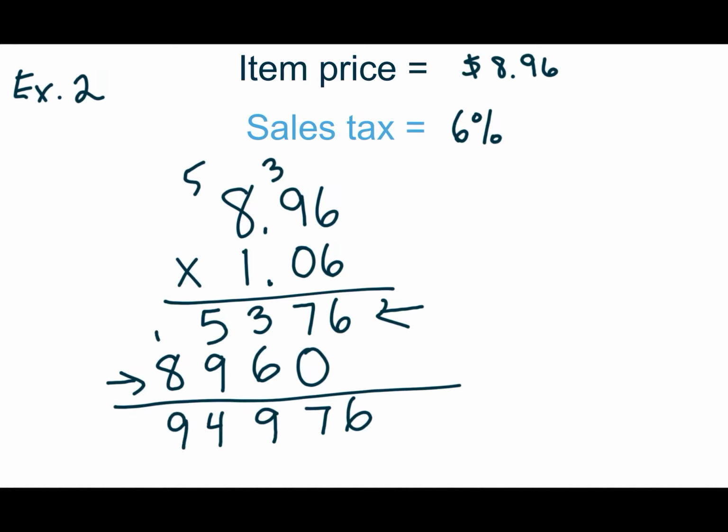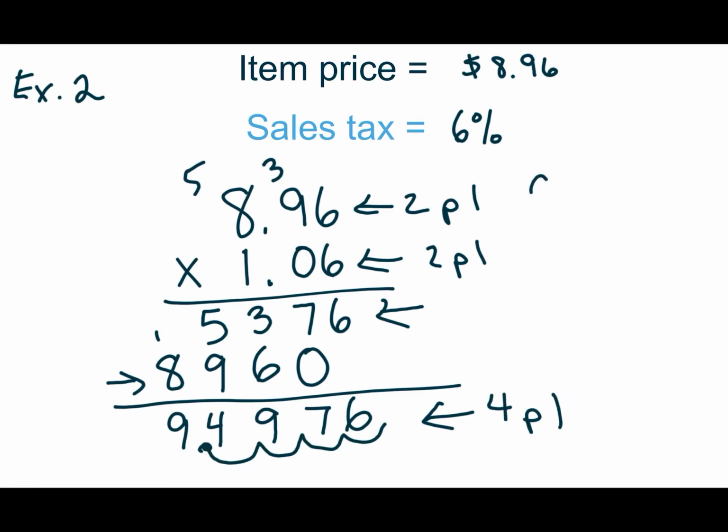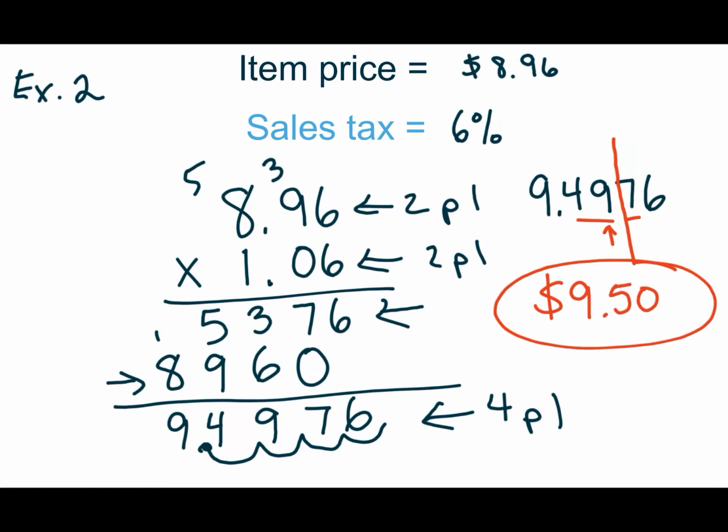All right. So again, this is 2 decimal places. This is 2 decimal places. So this is going to be 4 decimal places. 1, 2, 3, 4. So I'm going to pay 9.4976. Okay? No, I'm not. I'm going to round. Okay? You don't pay fractions of a cent. Sorry. So this is a 7. So that's going to round up to 50. So we get $9.50 is what you will pay total.